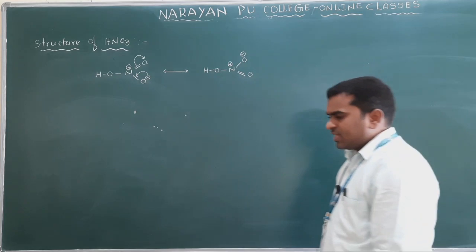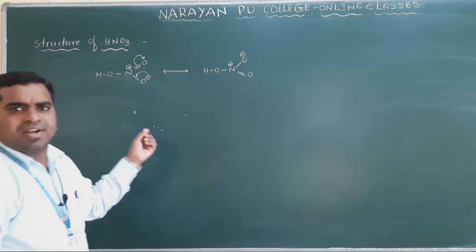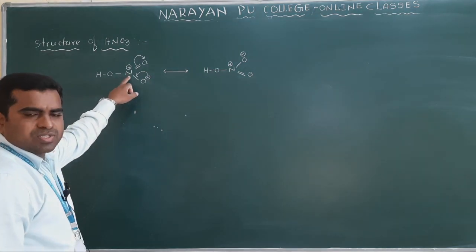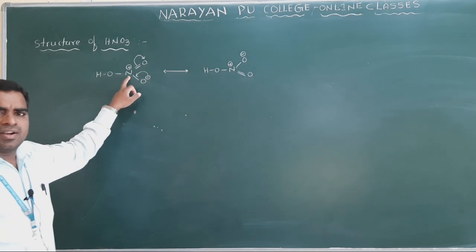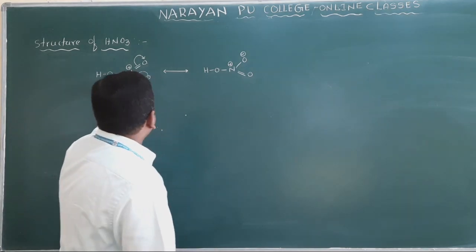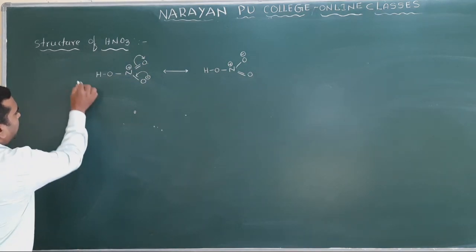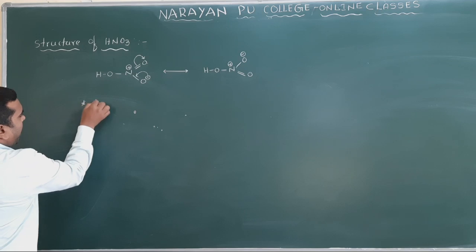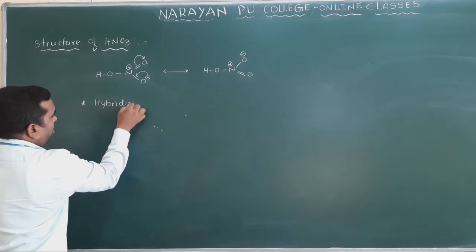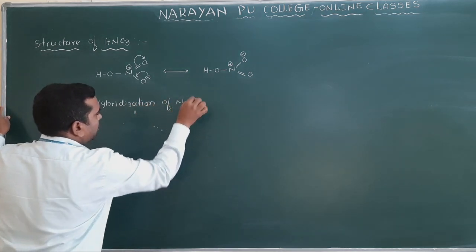Now, what is the hybridization of the central element here? What is the central atom? Nitrogen. Clear? Mostly we consider the less electronegative atom as the central atom, so nitrogen is the central atom for this. So what is the hybridization of nitrogen, the central atom here?